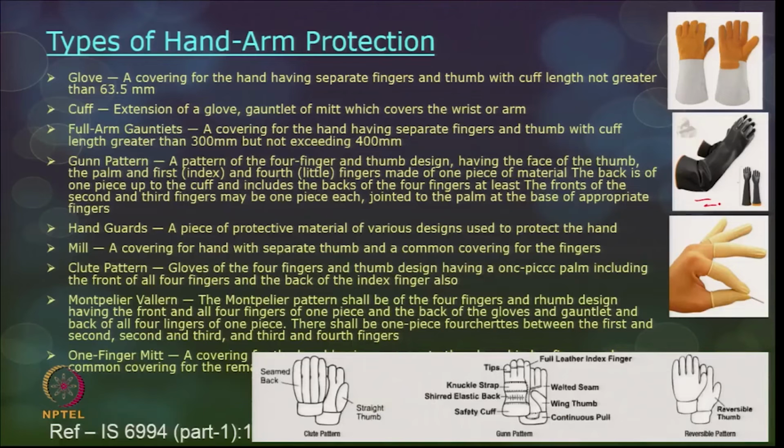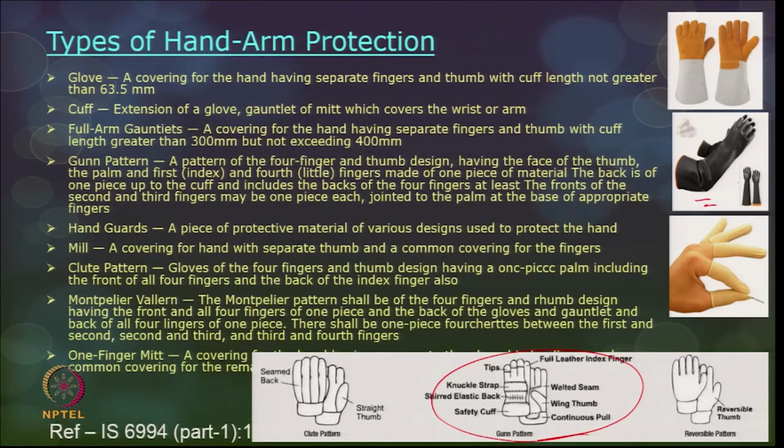Next is gun pattern. It is a pattern of four fingers and thumb design, having the face of the thumb, the palm and the first and last finger made of one piece of material, and you have another piece of material on the back. So, you have so many designs coming in. This picture is primarily a gun pattern one. The next is hand guards. This is a piece of protective material of various designs used to protect the hand.